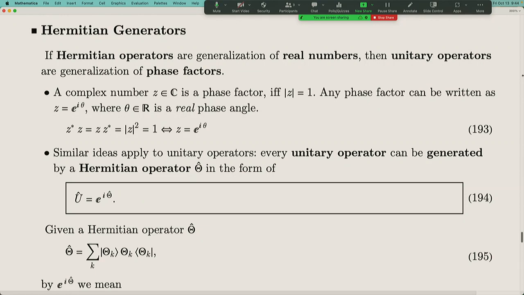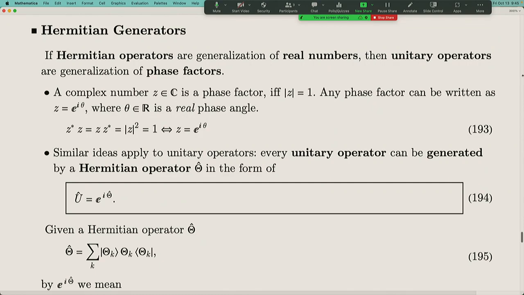So in complex numbers, if we don't consider matrices and just fall back to complex numbers, if you have a z as a complex number, if the norm of z is 1, then any phase factor can be written as e to the i theta, where theta is a real phase angle. So that's what we learned previously. And that basically reveals a very profound relation between real numbers and the phase factor, right?